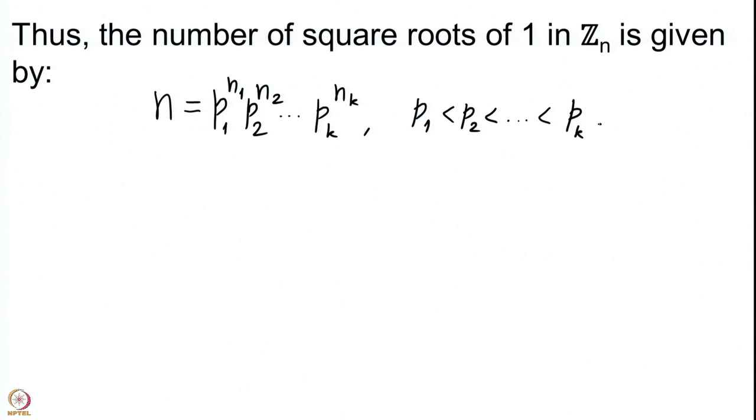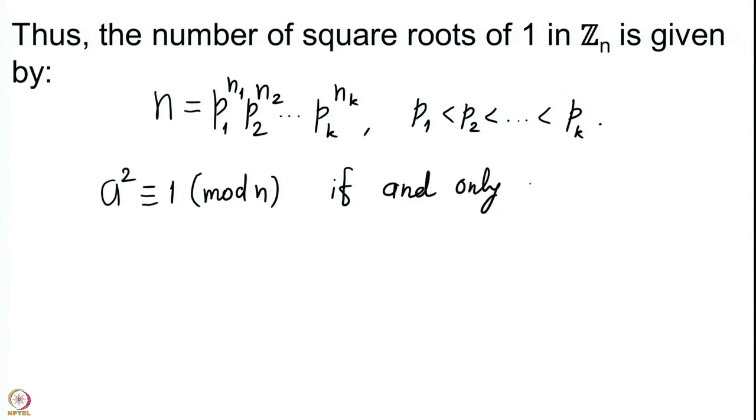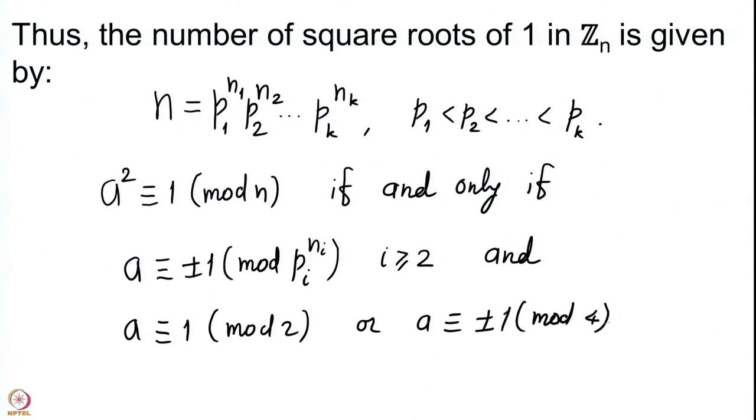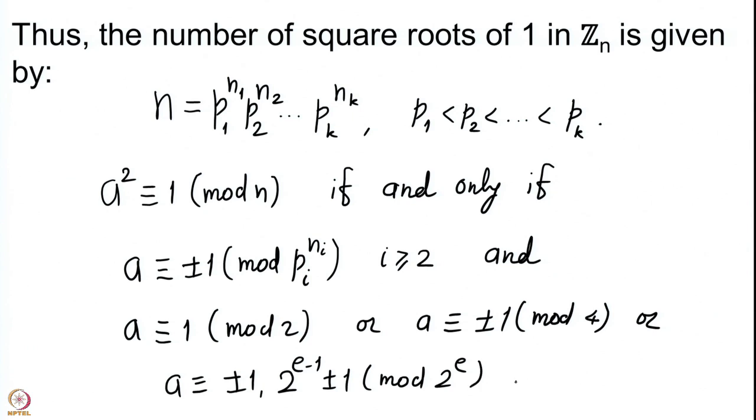Okay. Then we know that a square congruent to 1 mod n, if and only if a equal to plus or minus 1 mod p_i power n_i for i bigger than or equal to 2, and then there are these bunch of solutions. So, a equal to 1 mod 2 or a equal to plus or minus 1 mod 4 or a congruent to plus minus 1, 2 power e minus 1 plus minus 1 mod 2 power e. These are the only possibilities.